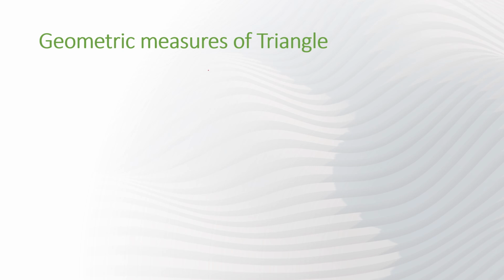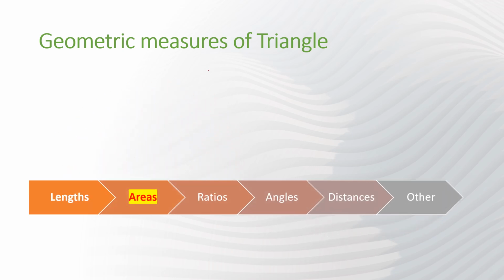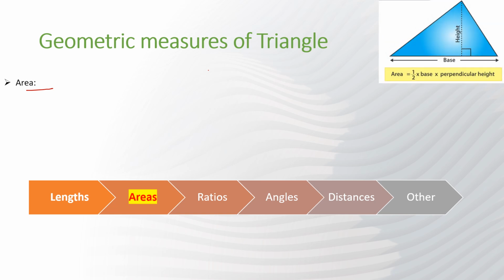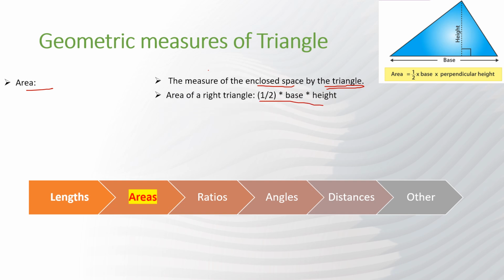Now let us consider some more geometric measures, which I can place under areas. Area is one thing. Consider the triangle. What is area? It's a measure of the space enclosed by the triangle. Of course, a triangle is a closed shape. How much space is enclosed within the closed shape, the triangle? So we call that area, and we will define it by a formula also.